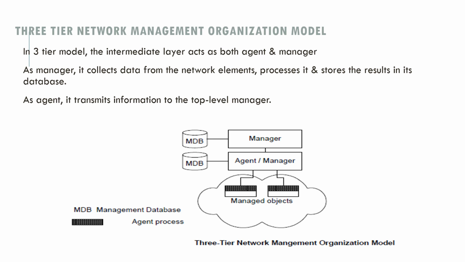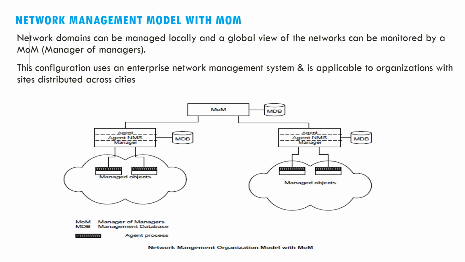For example, an intermediate system is used for making statistical measurements on a network and passes information as needed to the top level manager. An intermediate network management system could be at a local site of a network. The information is passed to a remote site. The network domains can be managed locally, and a global view of the network can be monitored by a manager of managers. And next is the network management model with MOM.